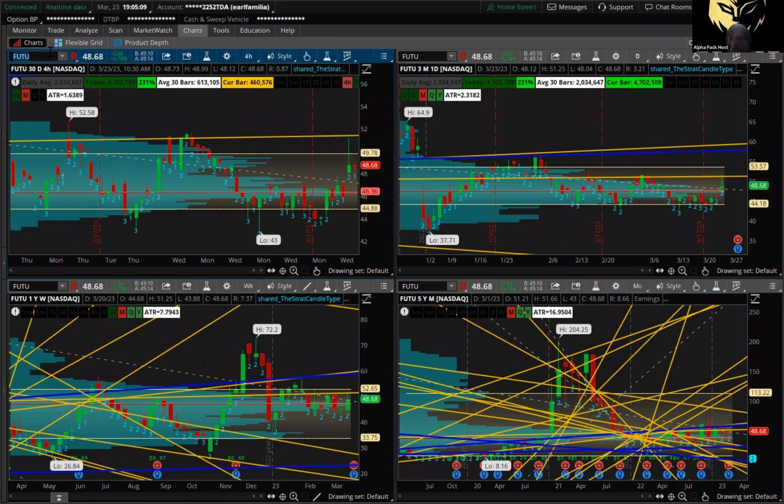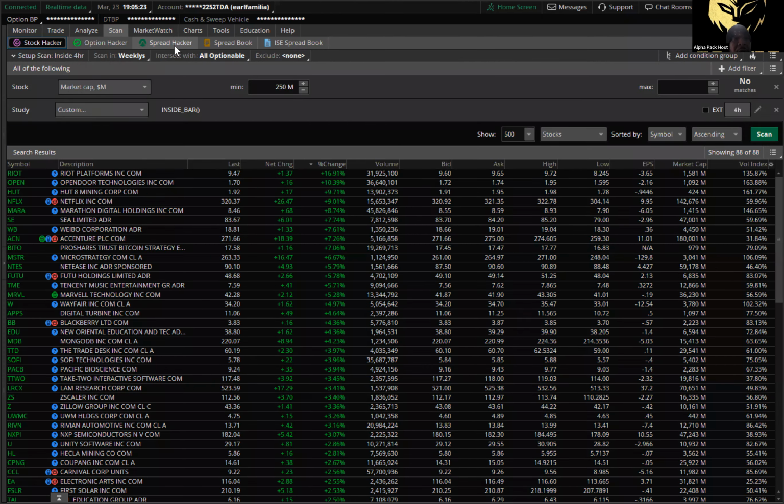Futu. I just wanted to look at it because it was a financial related stock. Yeah, I don't like this setup, but yeah. Interesting looking setup. Futu. Let's go Marvell real quick.